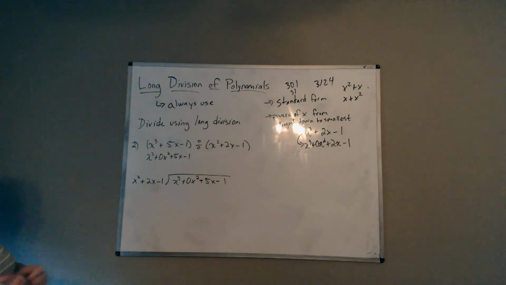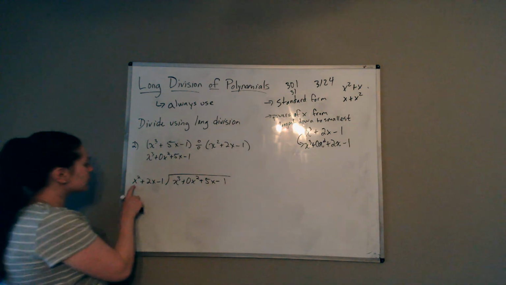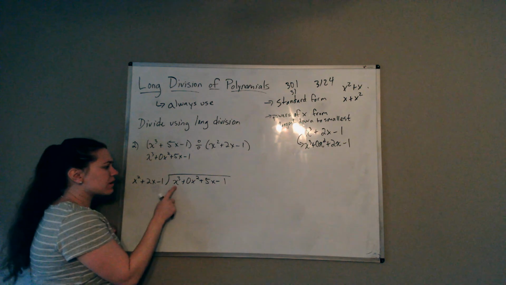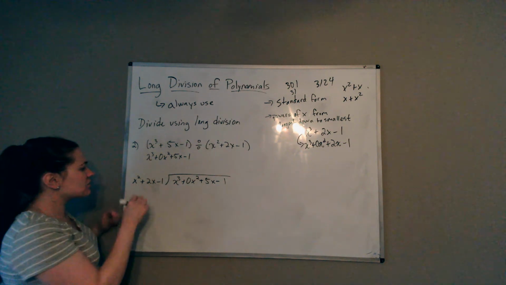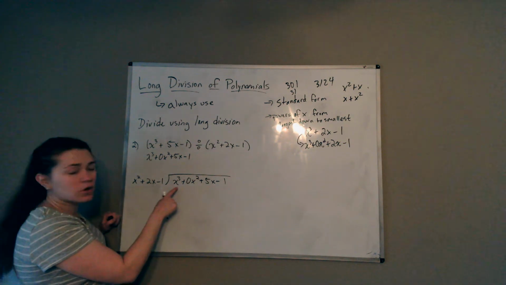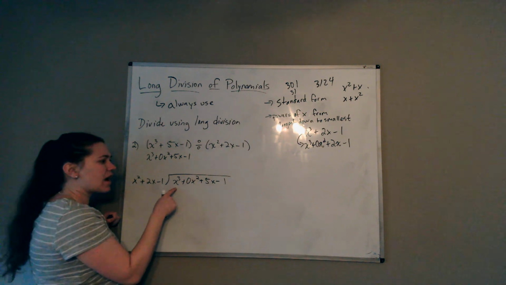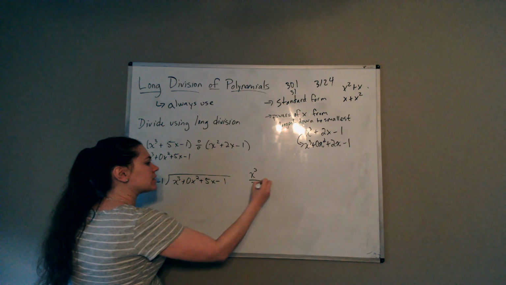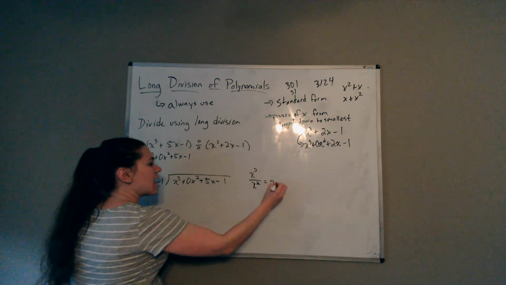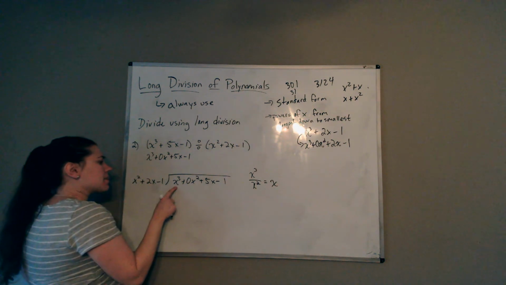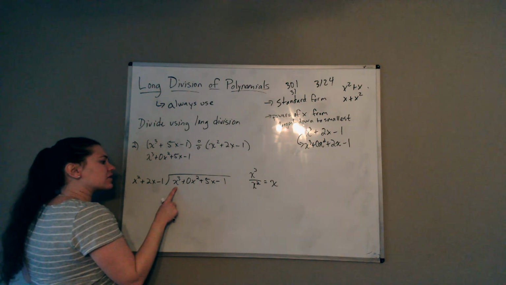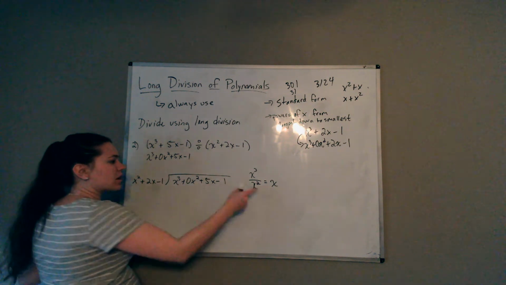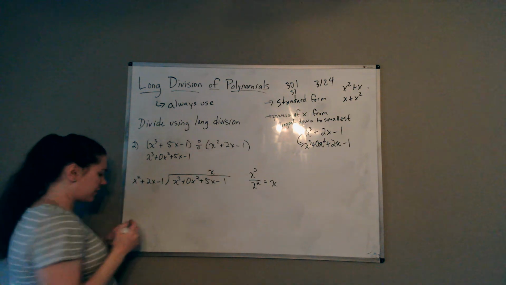So what we say is, okay, I want to know, here's my leading term, here's my leading term. How many times does the leading term of the divisor go into the leading term of the dividend without going over? So that would be x to the third over x squared. That's going to give us x. So we don't have any powers of x to the third. We don't have any powers of x squared. We just have 1x to the first.